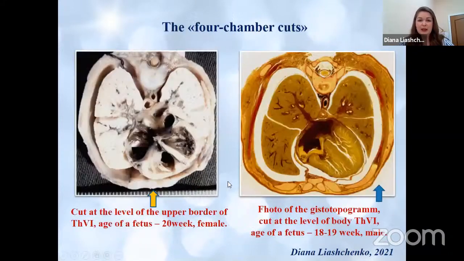Then we described the four-chambered heart with Pirogov cuts, with histotopographical methods, and we received these structures. And we published these materials.